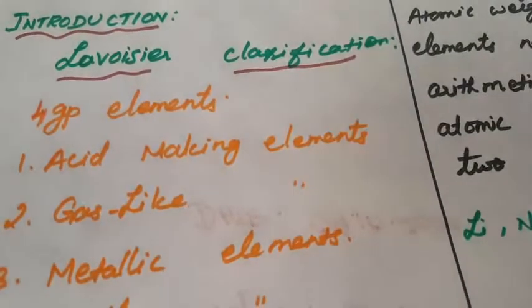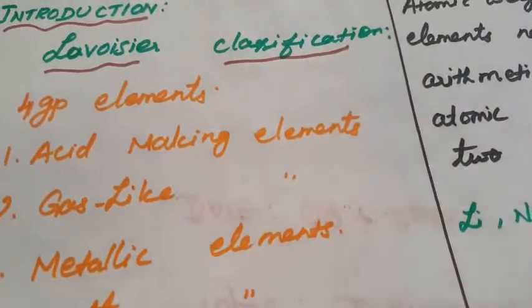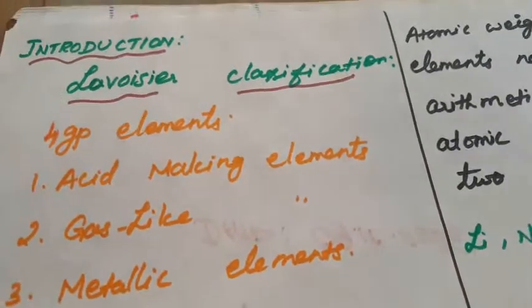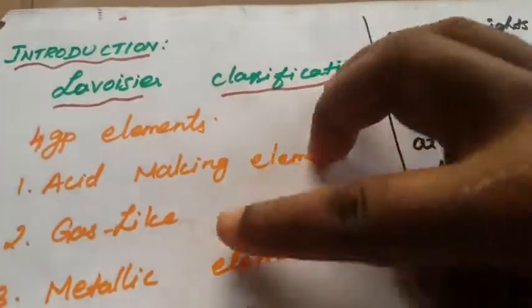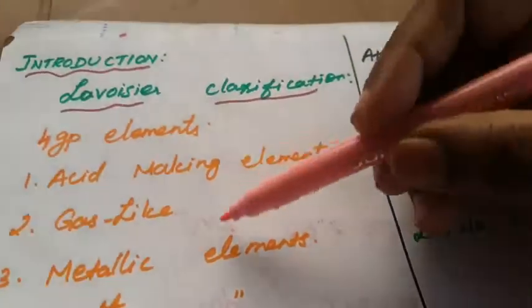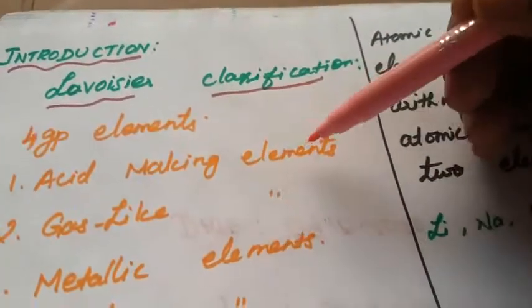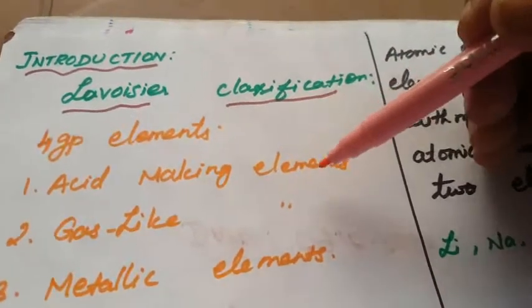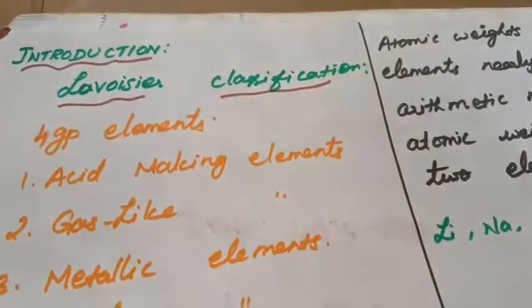First one is Lavoisier, in 1789. He classified only 23 elements, and he classified them into 4 groups. What are the 4 groups? First one is acid making elements. What is meant by acid making elements? That is sulfur, phosphorus, carbon. These are classified as acid making elements.